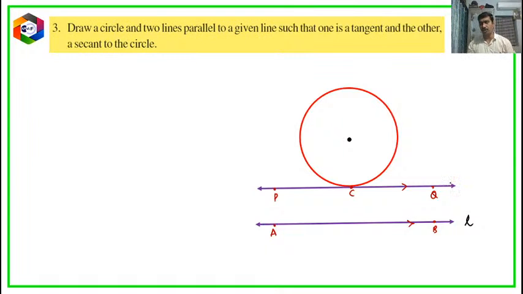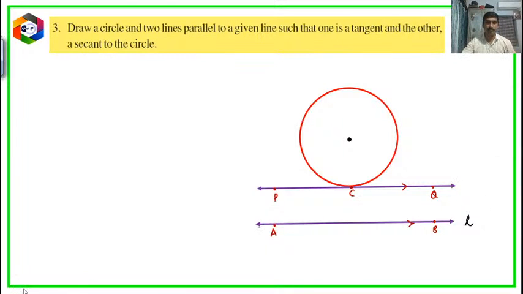This is a rough sketch only, no problem at all. If you want to draw a fair sketch, you can make use of a set square to draw the parallel line. Okay children, now PQ is the line which is parallel to AB and it touches the circle at point C. That means only one point, therefore it is considered a tangent. Now it is asked to draw one more parallel line to the same line AB, but it should intersect the circle in two distinct points.